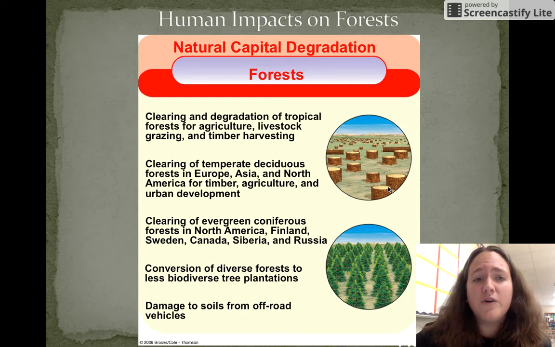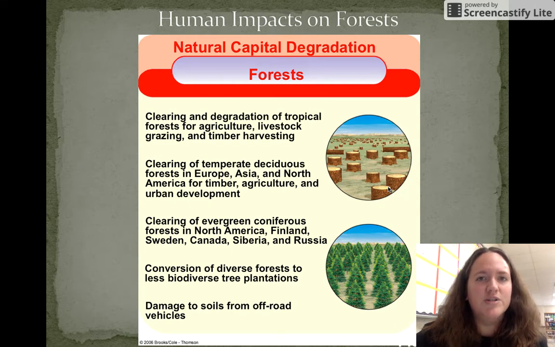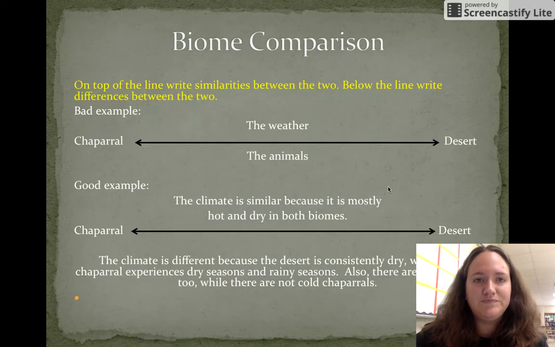So some impacts on forests in general: we are cutting down forests, called deforestation, for our growth as we expand out in cities. We're also converting the forests to plantations to grow different things like palm oil, for example. We'll talk about that later. And we're damaging the soil from off-road vehicles and a lot of other things that we're doing.